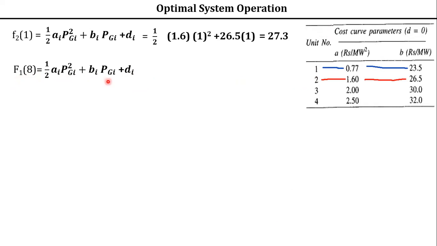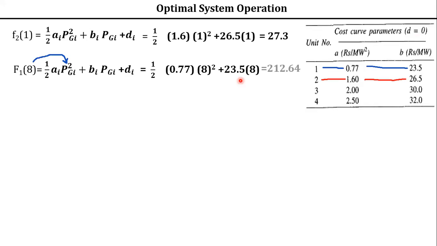Substitute these values here: AI, BI, DI. What is PG? It is nothing but your 8 megawatt. This 8 is nothing but your PGI. So 0.77 is AI, 23.5 is BI, DI is 0. If DI is also given, you add the value of given DI. Here the D values are 0, and PGI is your 8 megawatt.